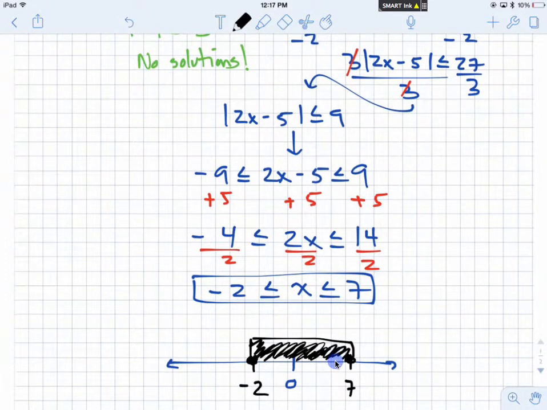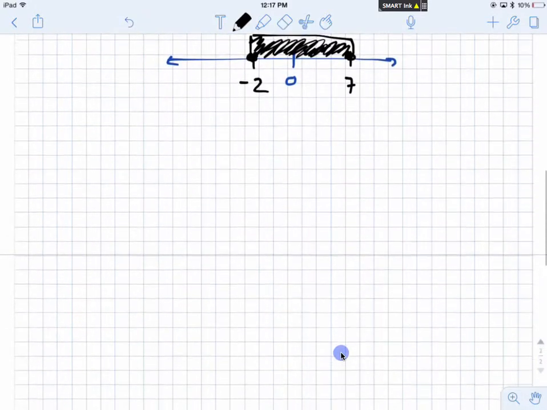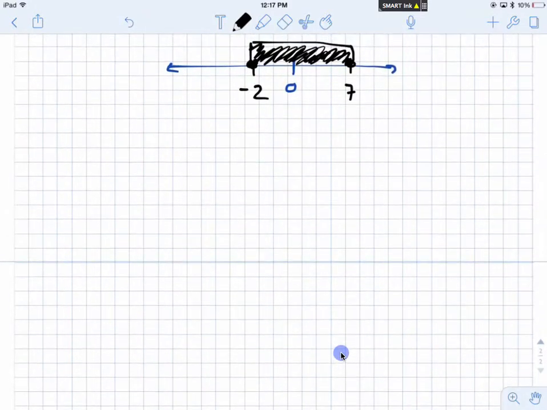So now we see what's going on here. We've got the idea of how to do this. Let's do one more together, and then I'm going to have you try one on your own.